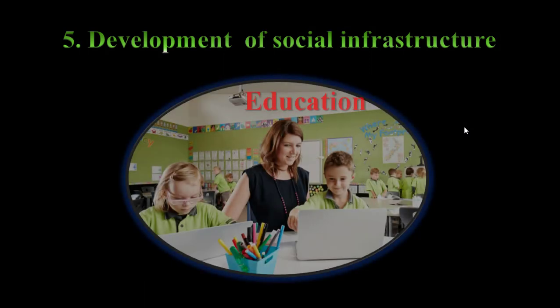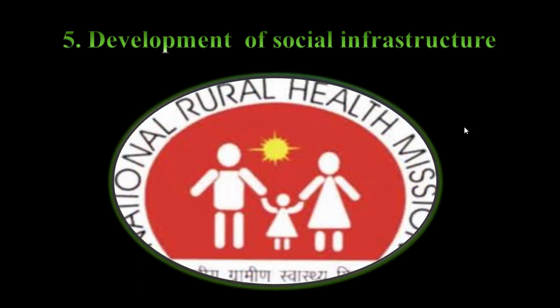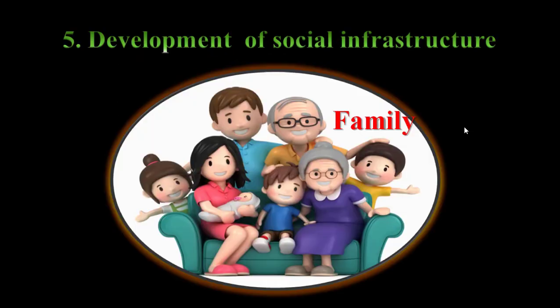And the fifth one, development of social infrastructure. Development of social infrastructure is another important achievement of our five-year plans. It consists of such vital services as education, health and family welfare, housing, labor welfare and welfare of backward classes, etc. So social infrastructure was achieved.